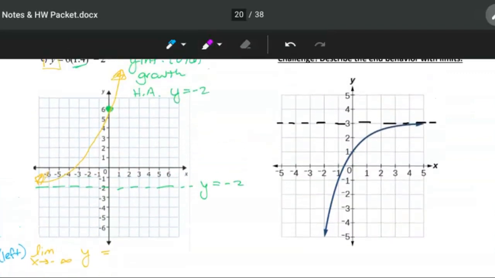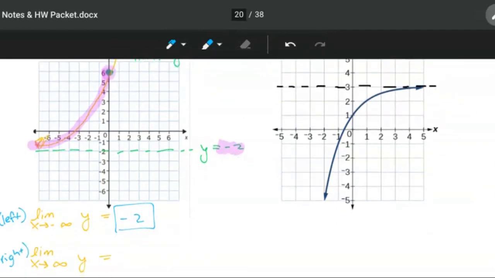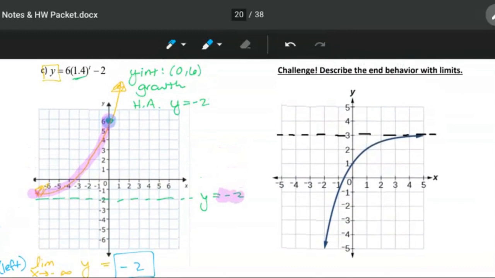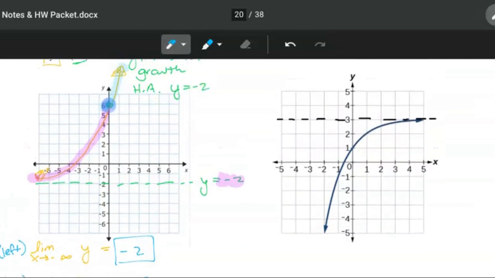So we first start tracing from the middle to the left. As I trace more and more to the left, I get closer and closer to my asymptote. My asymptote is at negative 2, so my answer is negative 2. For the second limit, it's a fancy way of talking about the right side of the graph. If I start in the middle, usually the y-intercept, and trace to the right, my pen goes up. Up is positive infinity, so my answer is positive infinity.